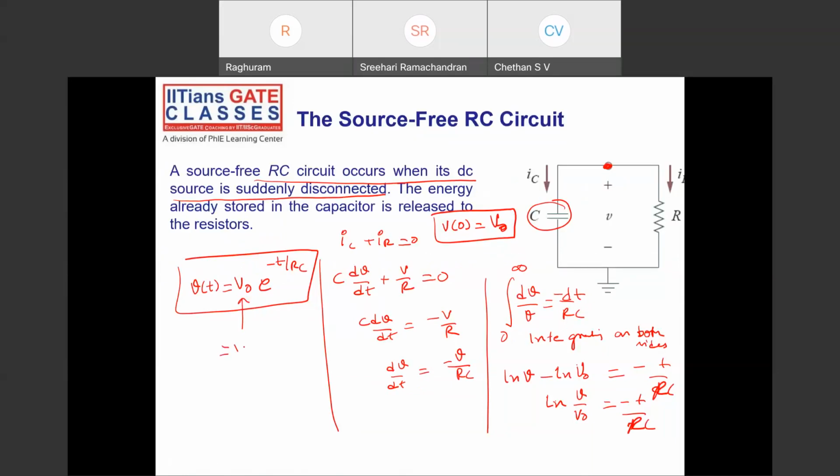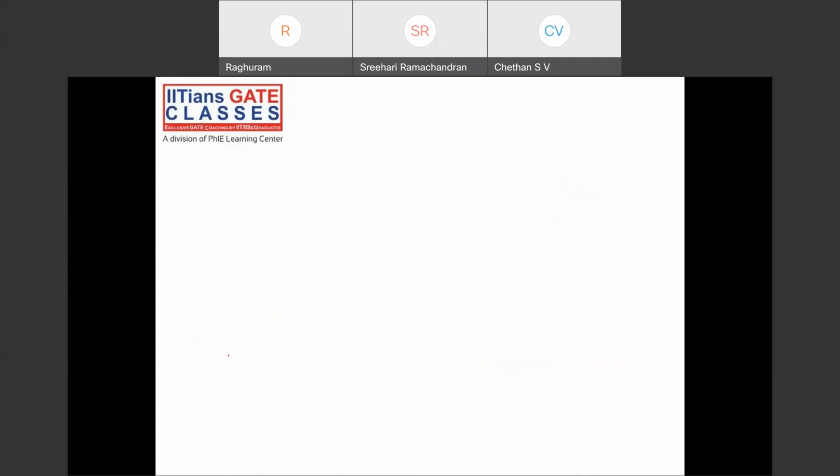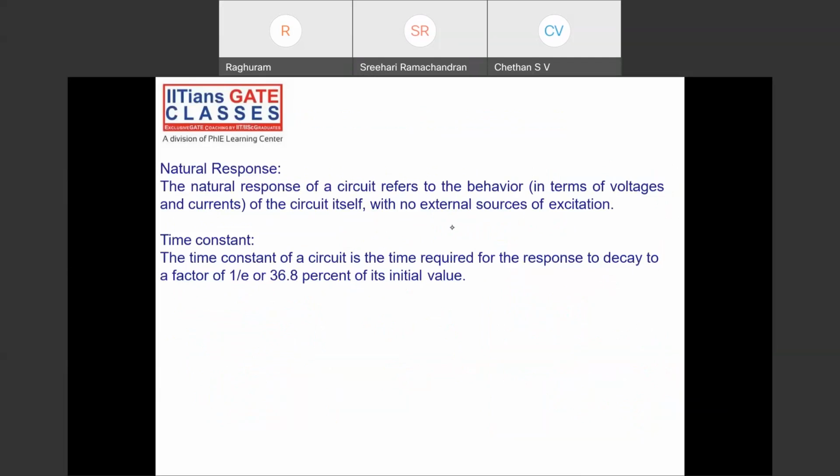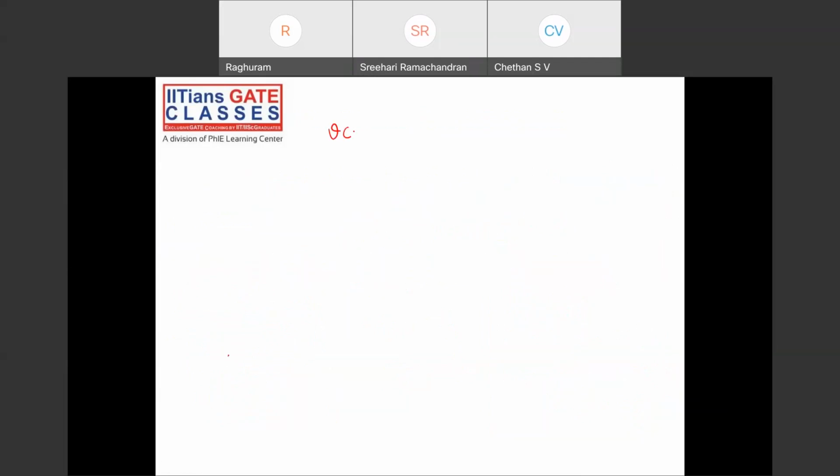This can also be written as V naught e power minus t by tau. Tau is nothing but your time constant. Tau is equal to RC. Tau for a source-free RC circuit is RC only. Tau is equal to R into C. It's a time constant. So V of t is equal to V naught e power minus t by tau.